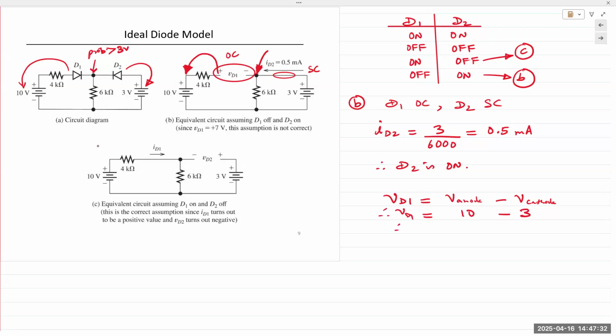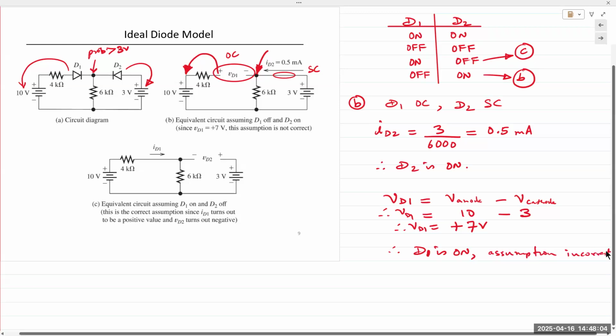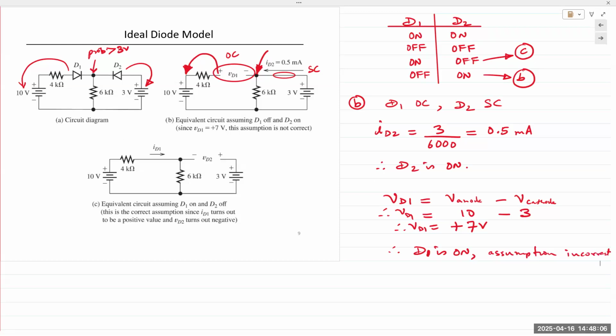Therefore, VD1 is equal to plus 7 volts, where VD1 has turned out to be positive. It needs to be negative for our assumption to hold true. And because it's positive, that means our assumption is incorrect. D1 is on. Assumption incorrect.